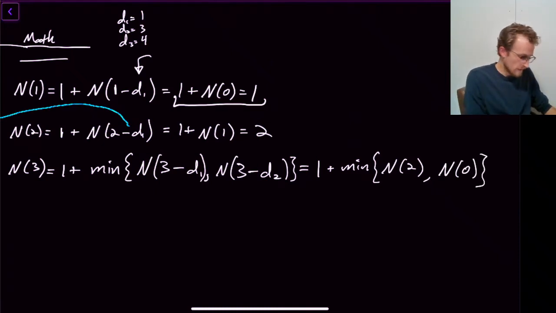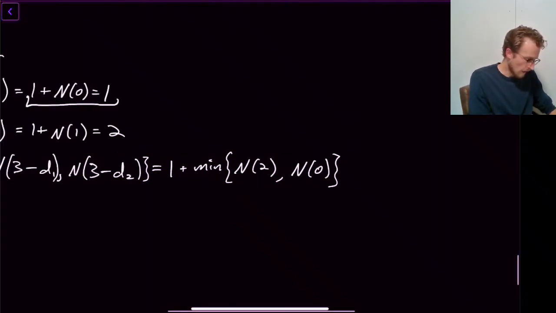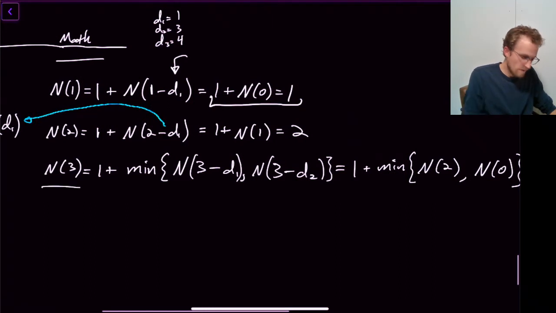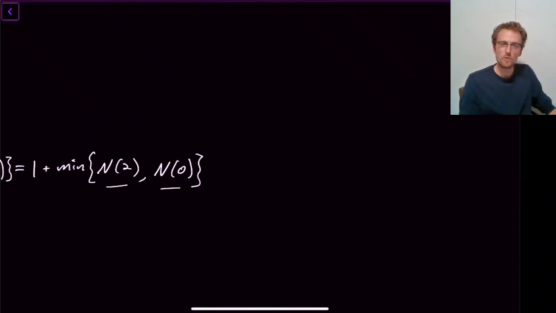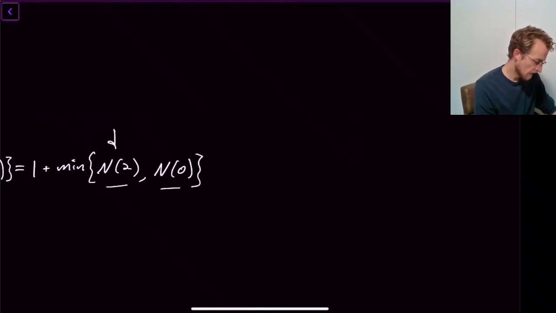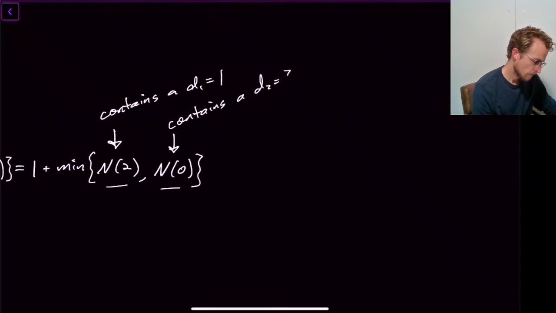Okay, so what this tells us is either the optimal change for 3, right? Remember, this whole line of math is we're trying to identify the number of coins in the optimal change for 3. So the optimal change for 3 either contains optimal change for 2, or it contains optimal change for 0, right? If it contains optimal change for 2, then it also contains a penny, a d1 equals 1. If it doesn't contain optimal change for 2, then it contains a d2 equals 3, a 3-cent coin.